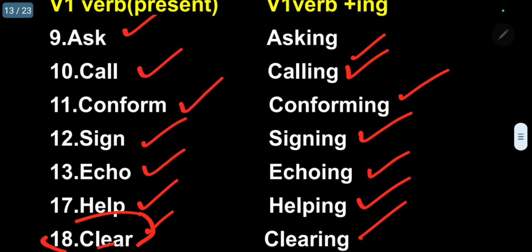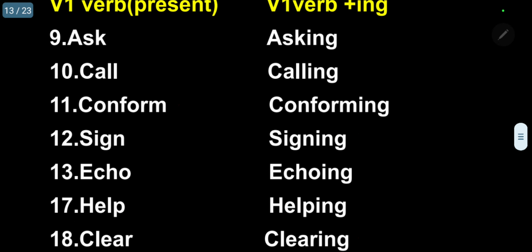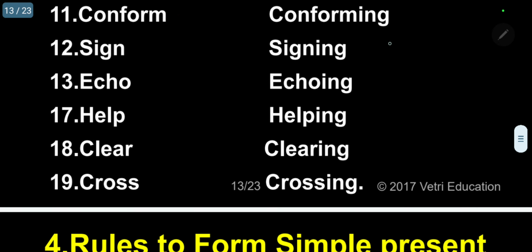R is preceded by two vowels, EAR. It is only one vowel. The end letter will be repeated. R will be repeated. But here, clear, there is no double R, only one R, clearing. You should be very, very careful. You must keep it in your mind. The next one, lastly, the crossing. I hope now you have very clear.